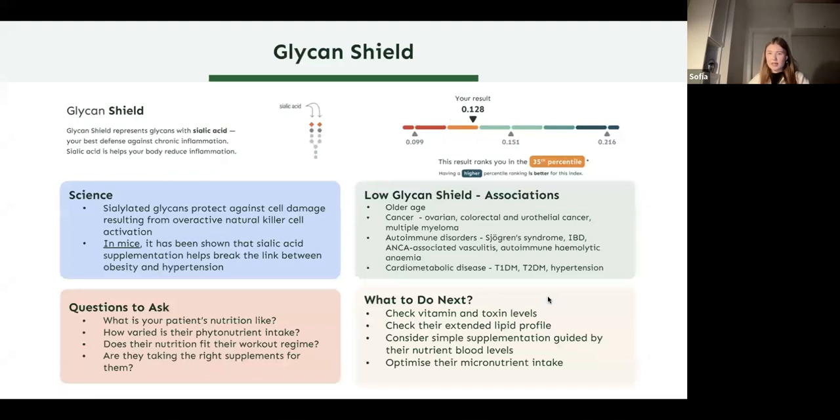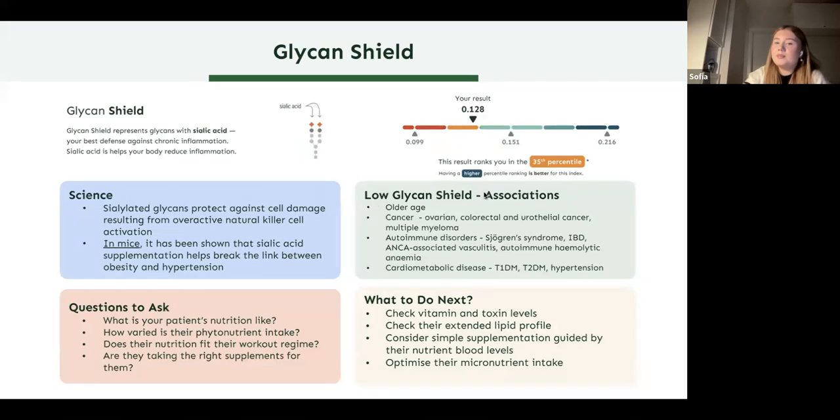Okay, let's move on to the glycan shield. This one is the best glycan that you can have. You want to have as much of it as possible, because it protects us from chronic inflammation. In terms of the scientific part, they protect us against cell damage which results from overactive natural killer cell activation. So the more sialic acid on our glycans, the more protected we are from the activation of these natural killer cells, and the less inflammation we have.